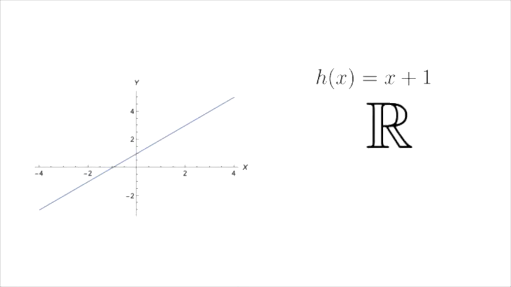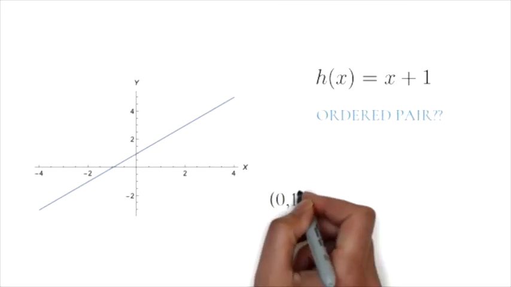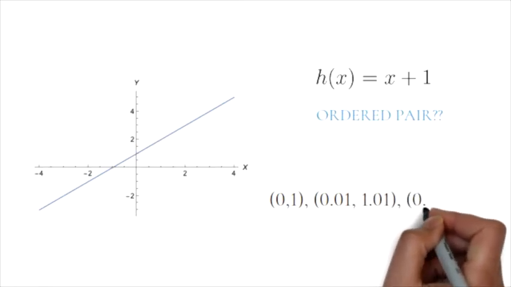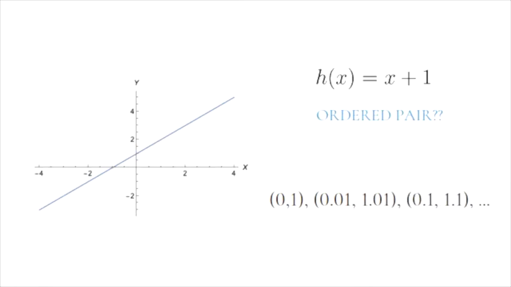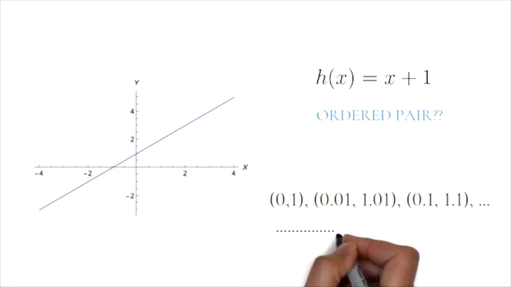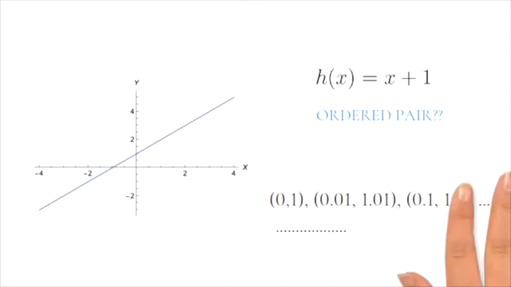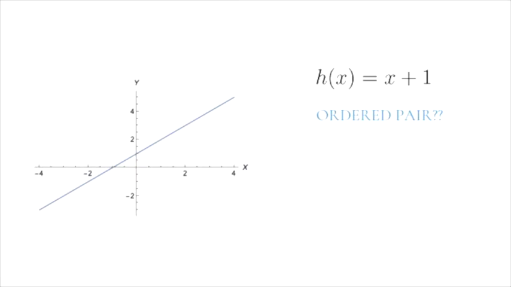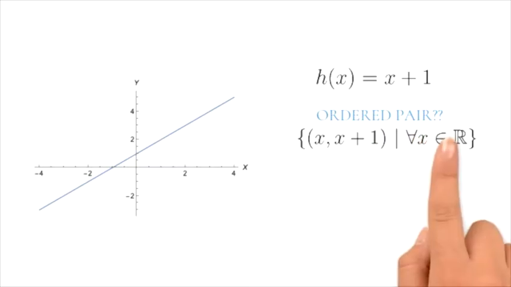Now, can we represent this function using the ordered pair representation? Well, if we attempt to write out all the possible pairs to represent the function, we will have an infinite number of pairs to write down, which is not at all practical. But you can write it down in this more compact form. So we have the object, the image based on the rule for all elements in the domain.